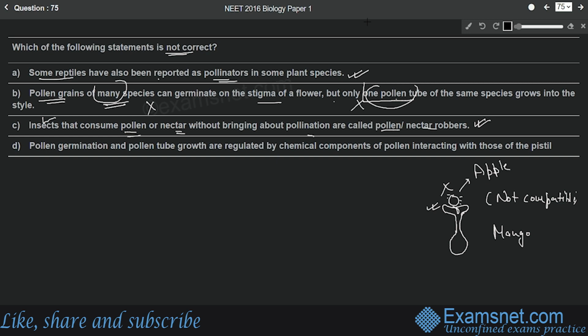Then the last statement says pollen germination and pollen tube growth are regulated by chemical components of pollen interacting with those of the pistil. Okay, so we know that whenever a pollen lands on the stigma, there is a chemical interaction between the pistil and the pollen, and this interaction decides whether the pollen will germinate or not. For example, the apple pollen will not germinate because the interaction will decide that it is not compatible with the mango, right? So this is also a correct statement. So we can say that the only incorrect one is option number B. So option number B is the correct answer.